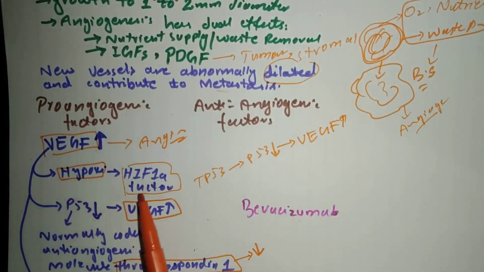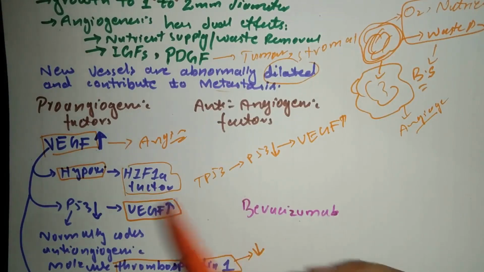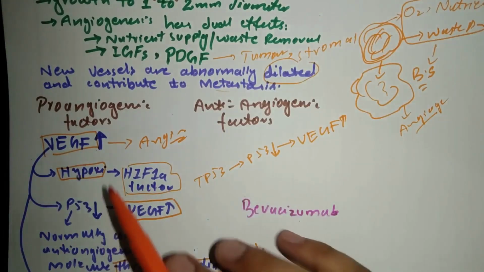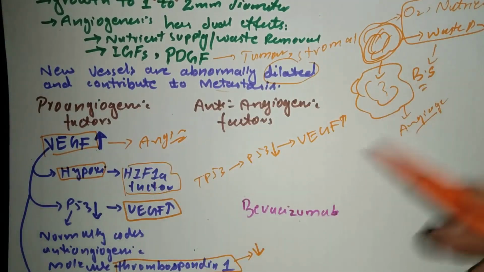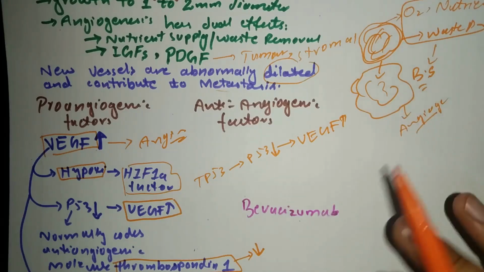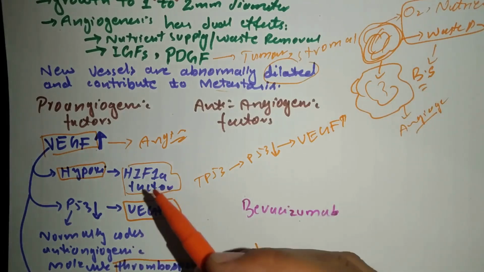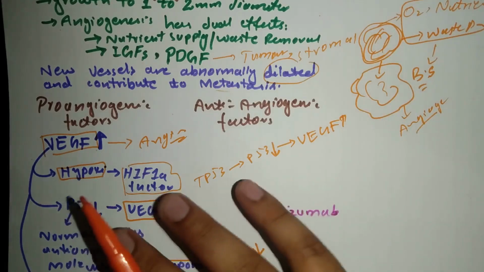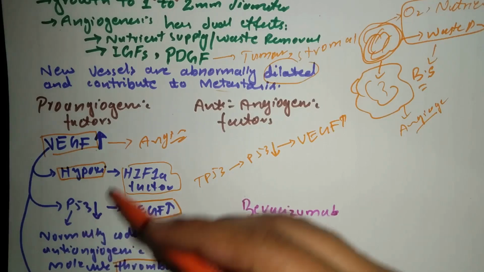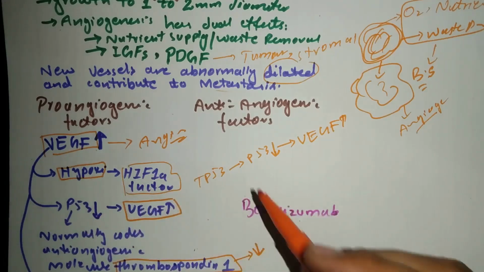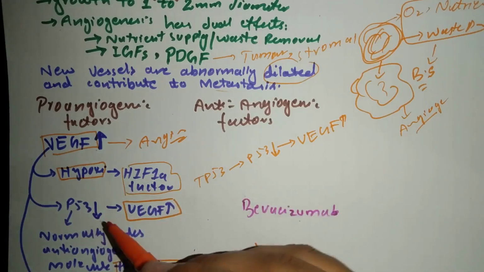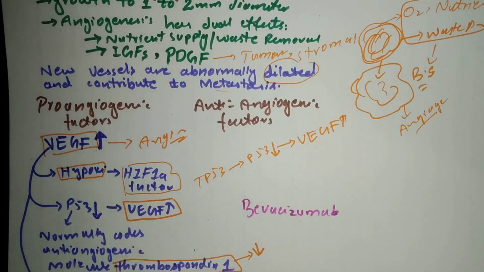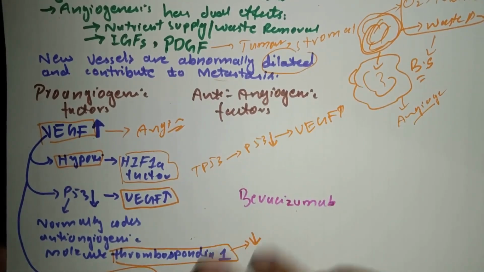Hypoxia stabilizes HIF1 factor, which increases the transcription of VEGF. Hypoxia is induced by the growing tumor because the blood supply is reduced and the cells don't get sufficient oxygen. And moreover, the P53 mutation is present in cancer cells, and this P53 mutation leads to its down regulation. As a result, VEGF factor is upregulated. Moreover, P53 also leads to the production of thrombospondin 1, which is an anti-angiogenic factor. When P53 is mutated, this anti-angiogenic factor is also down regulated.